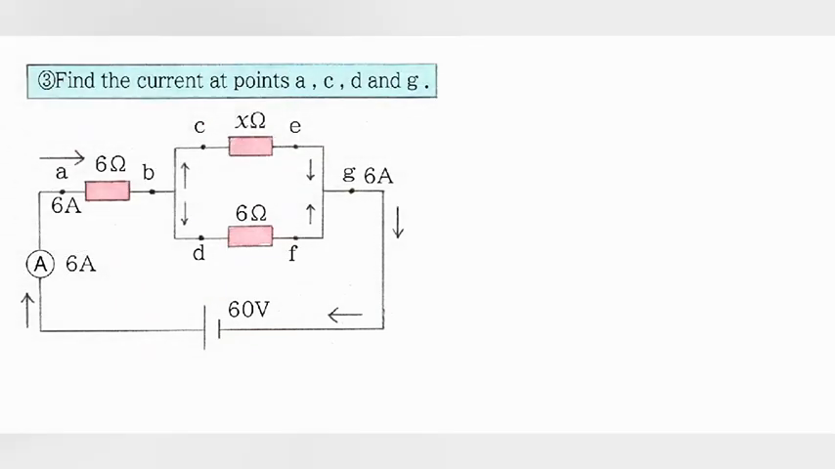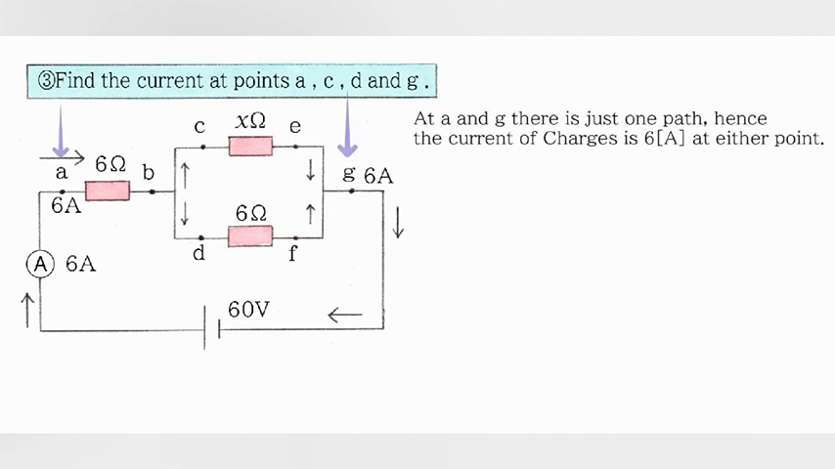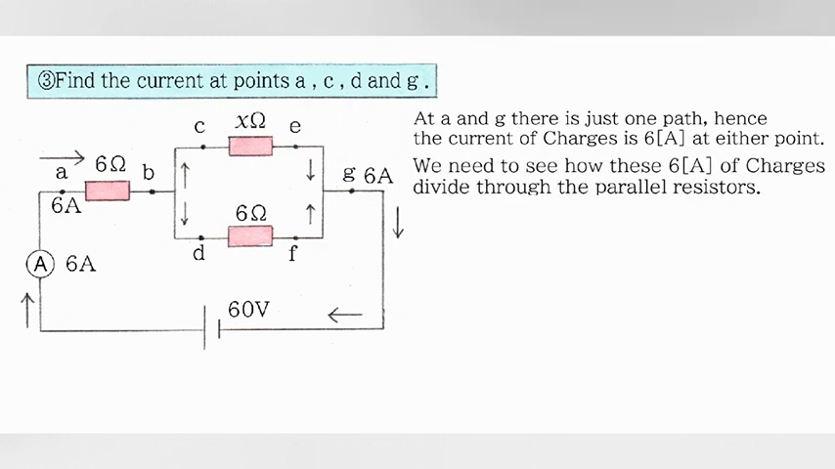Number 3. Find the current at points A, C, D, and G. At A and G, there is just one path. Hence, the current of charges is 6 amperes at either point. We need to see how these 6 amperes of charges divide through the parallel resistors.